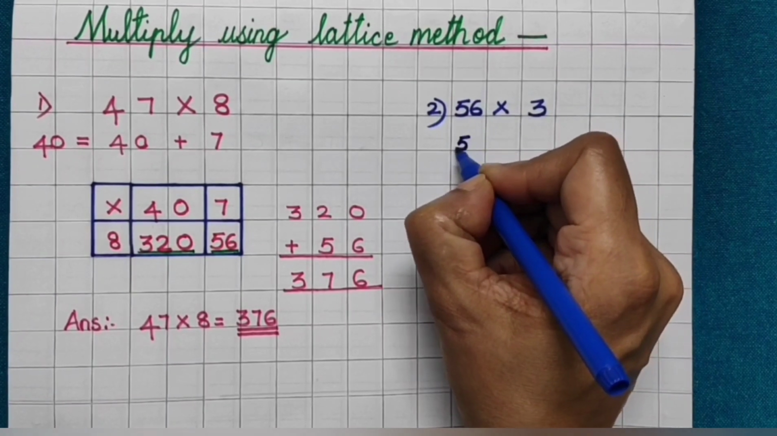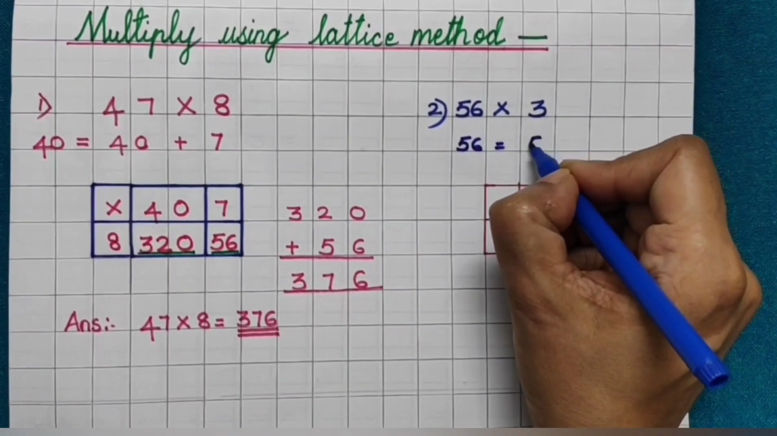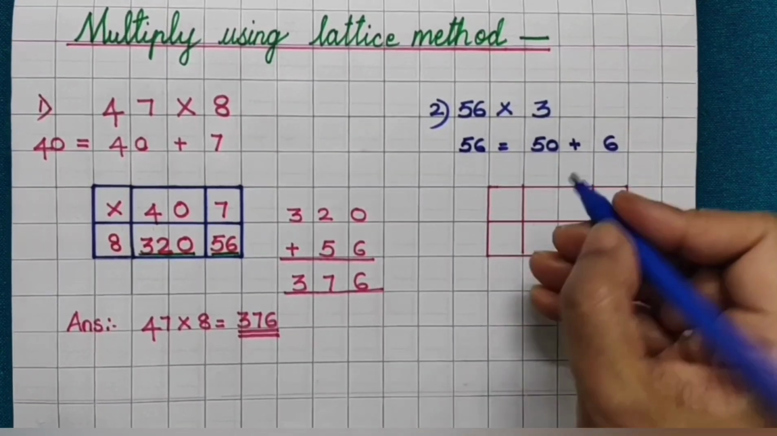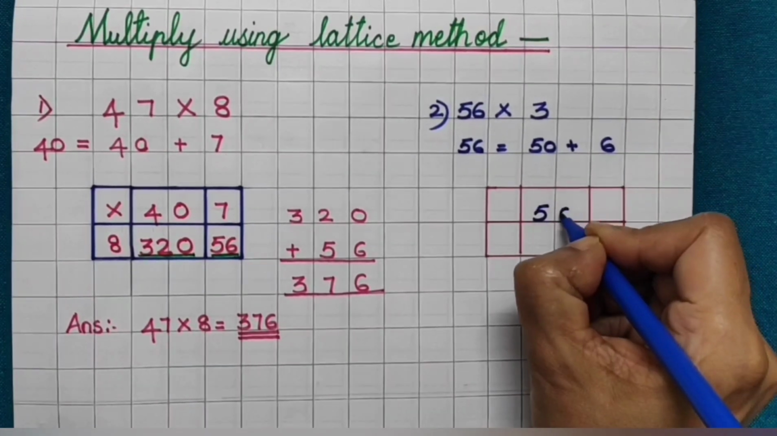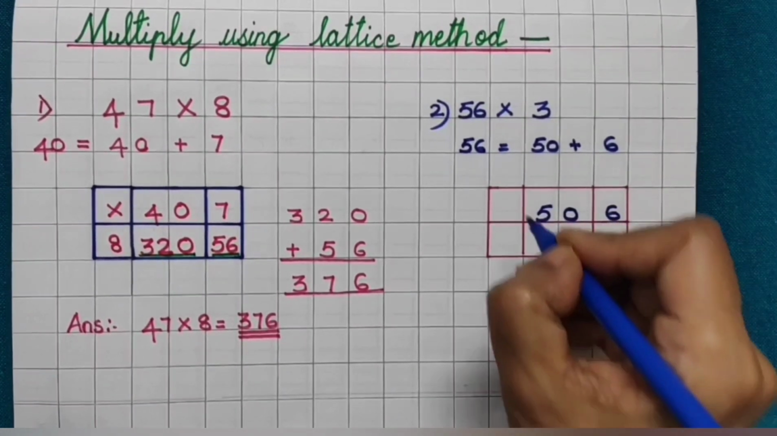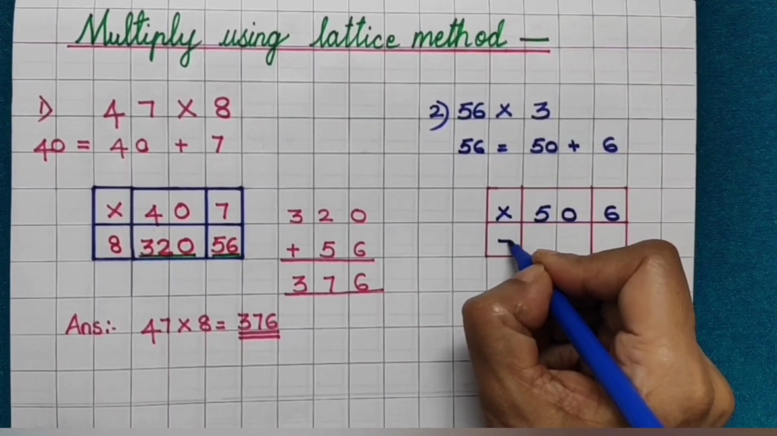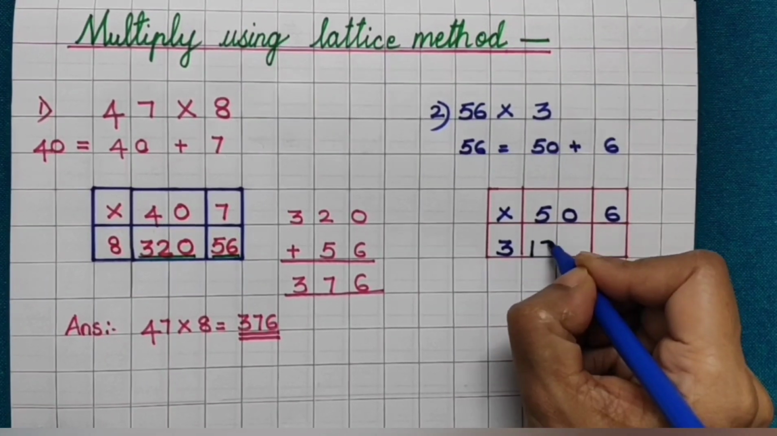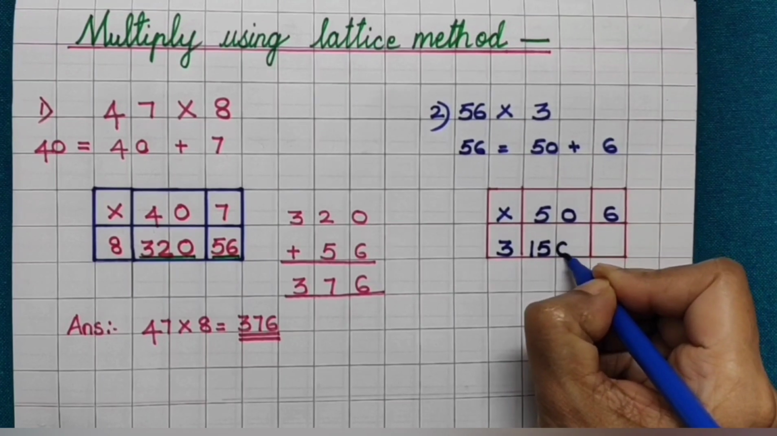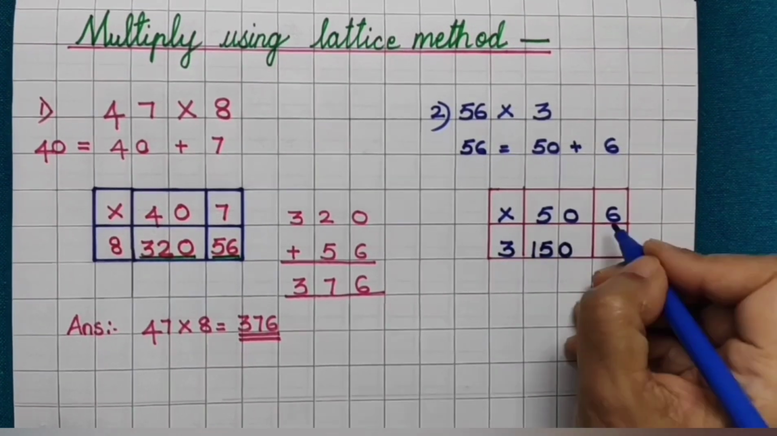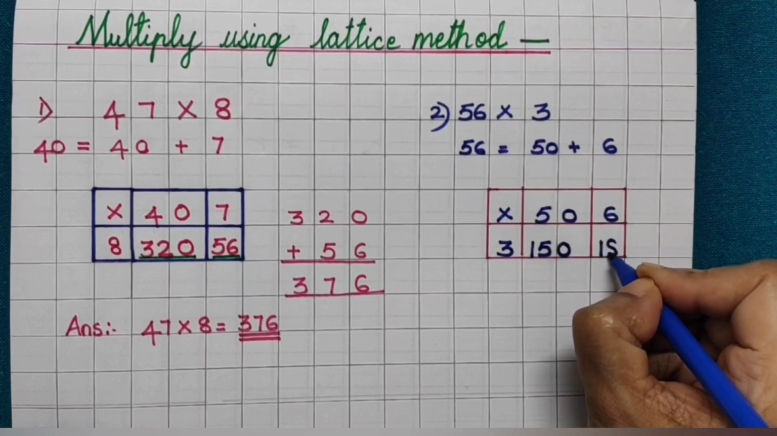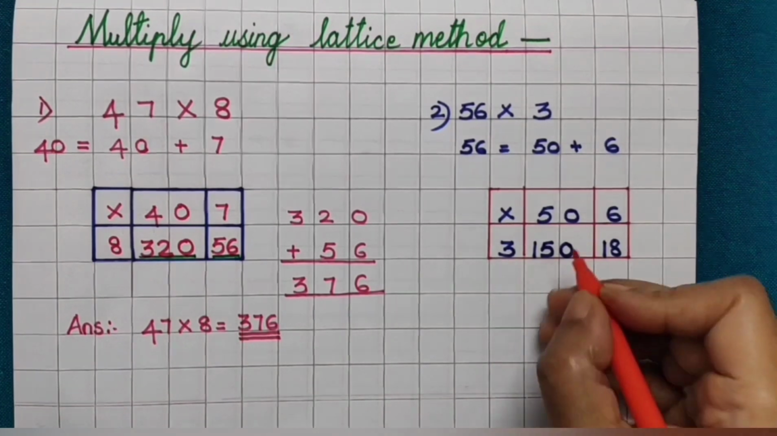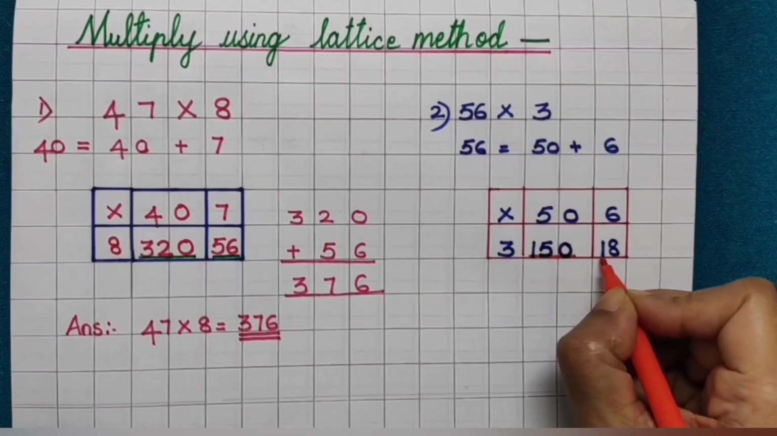Now let's take the next number, 56 multiplied by 3. Now you know that 56 can be written as 50 plus 6. So we arrange 50 here and we write 6 here, multiplied by the number 3. Again, multiply numericals. 5 threes are 15. Add the 0. So 150. 3 sixes are 18. Now we have to add these numbers. Now which numbers will you add? You will add 150 and 18.